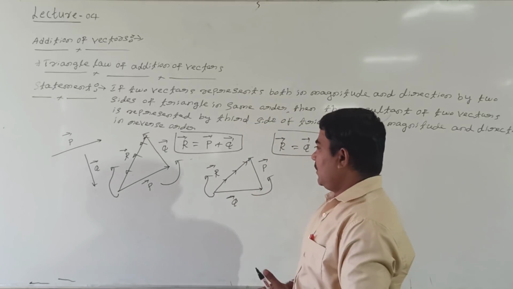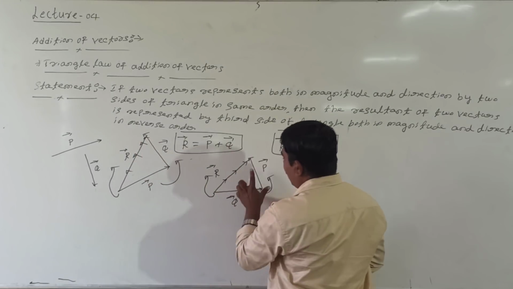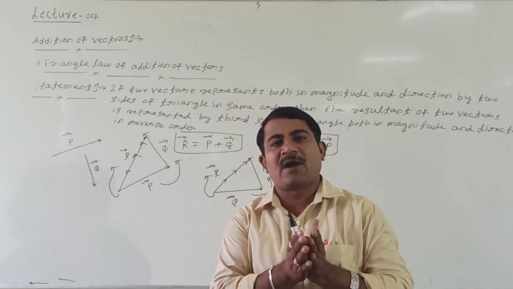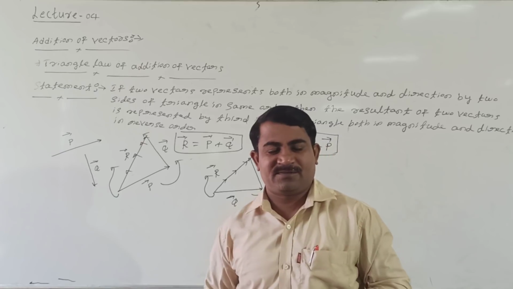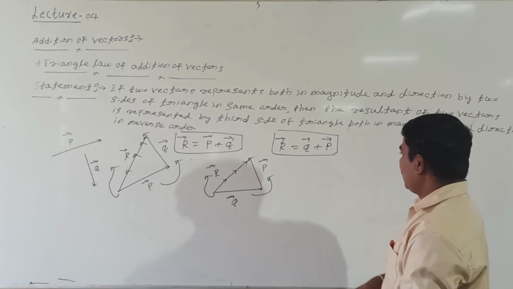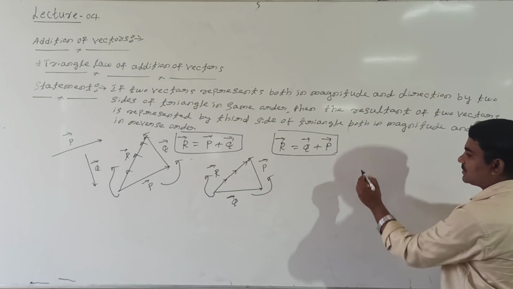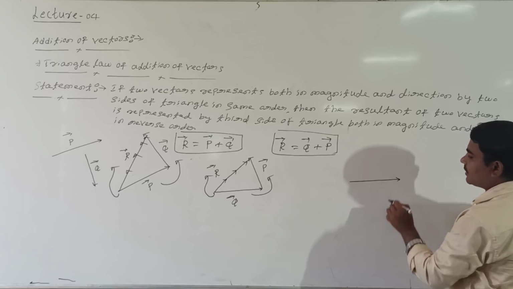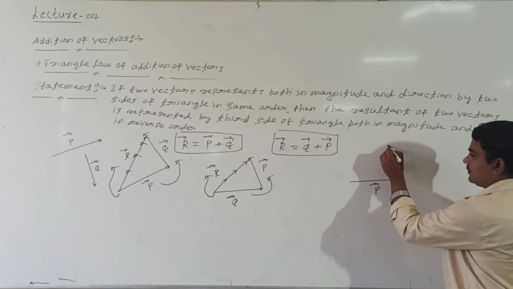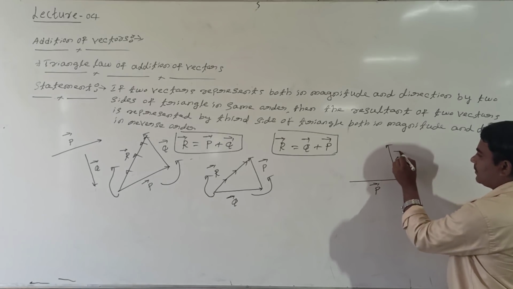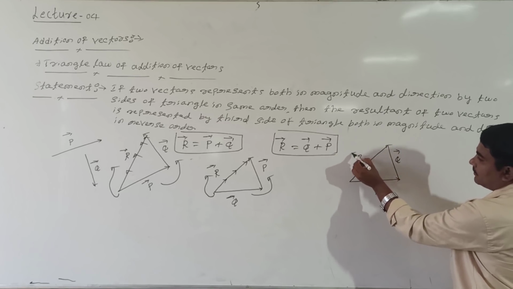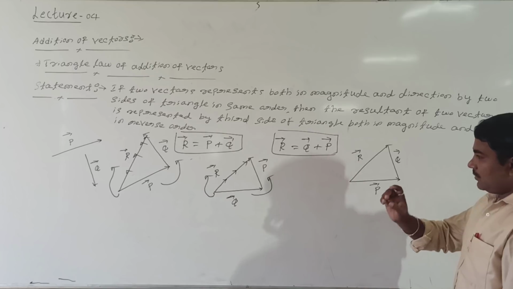But here two vectors are in the same order and the third vector is in opposite order. If you take all three vectors in order, then what happens? See here, I will choose this vector. This is one vector, the P vector, right? This other vector I will take as the Q vector. Now how do we represent the resultant vector? This is the resultant vector, R.